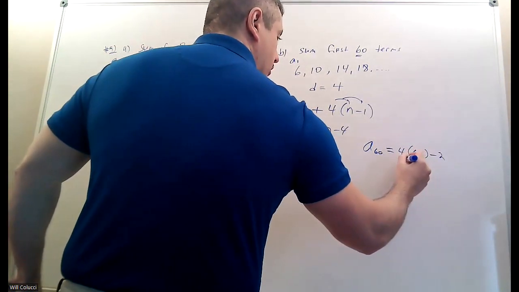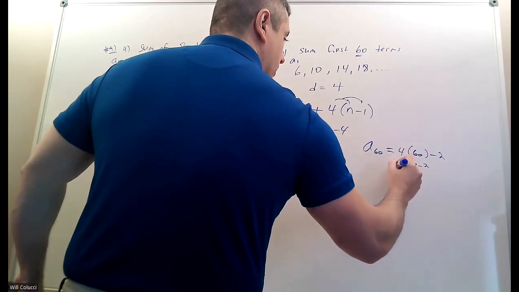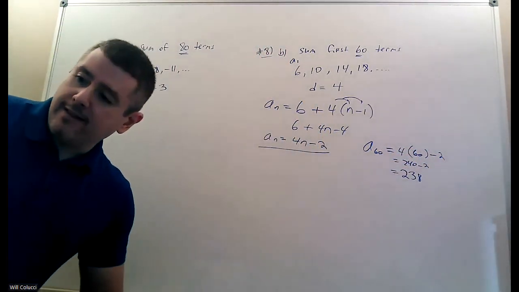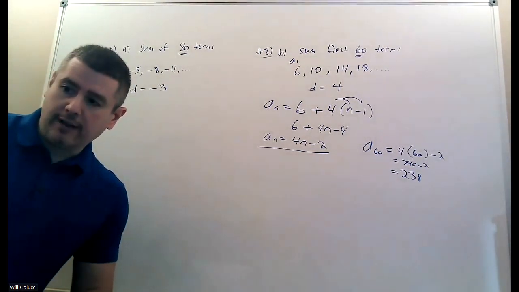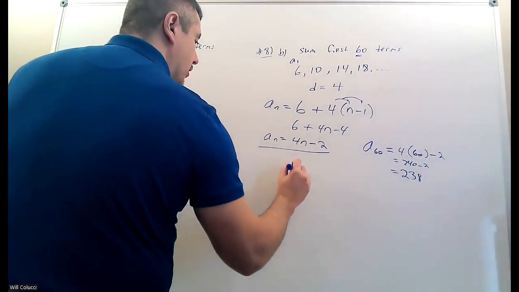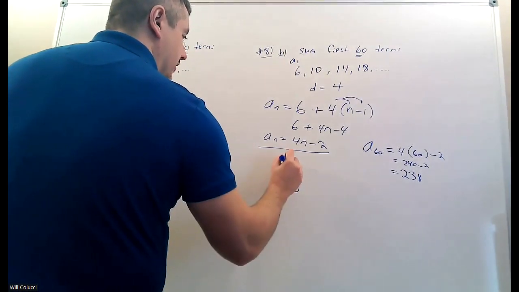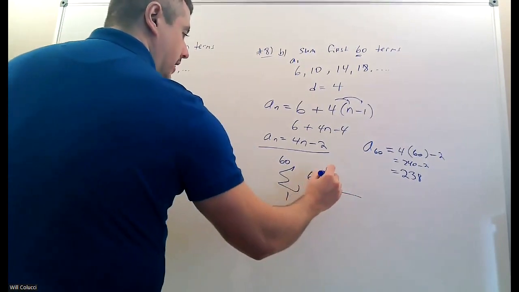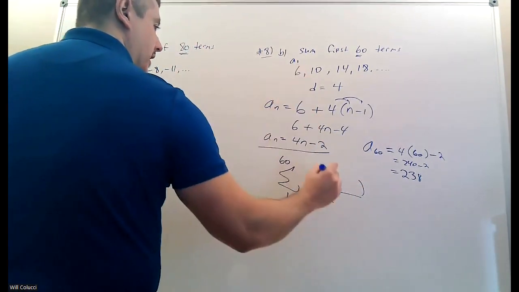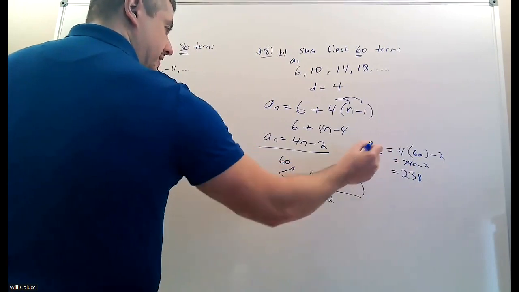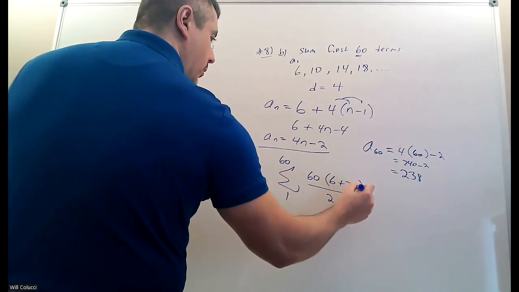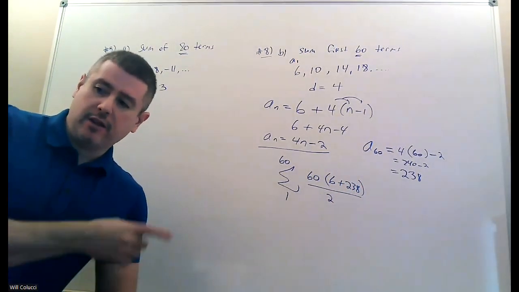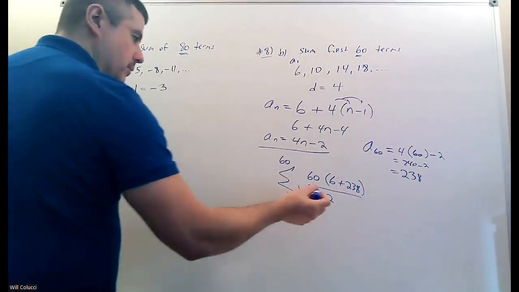So 4 times 60 is 240. Take away 2. So you get 238. That is the 60th number in the list of numbers. Were you to write them all out, you would not. So then the sum from 1 to 60 is going to be 60 over 2 times the first number in the list, which is 6, plus the 60th number in the list. That's how it works. It's always going to be the first number plus the last, whether it's the 80th number or the 60th number, and then you divide that by 2.